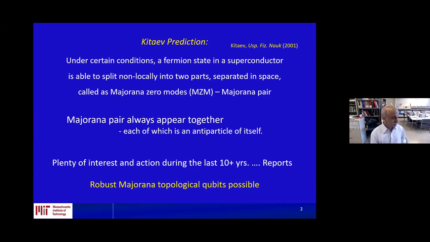One of the major reasons is, of course, besides the physics of it, it's possible to create a robust topological qubit with this kind of system because of its stability against any kind of source of decoherence.